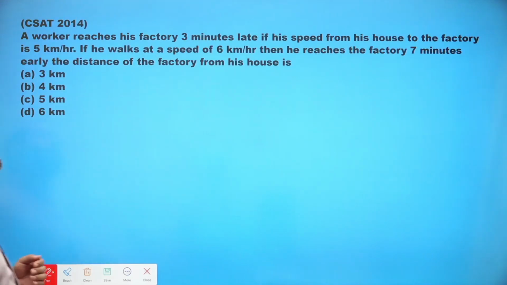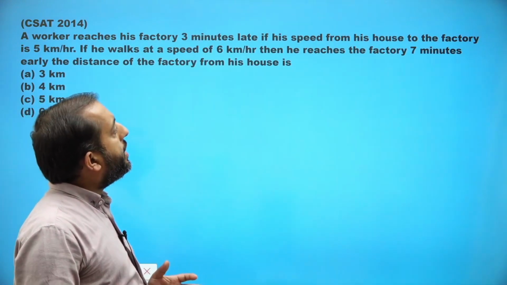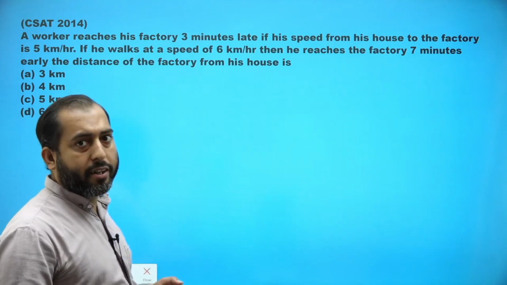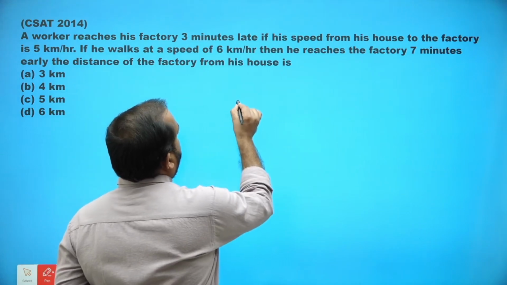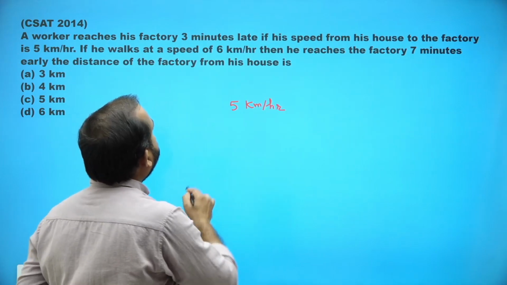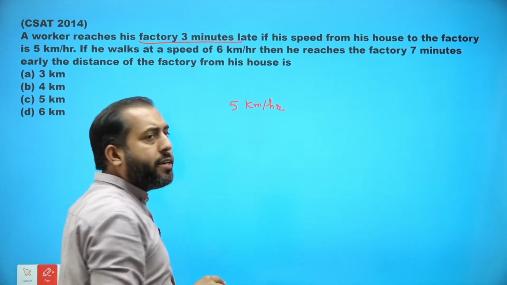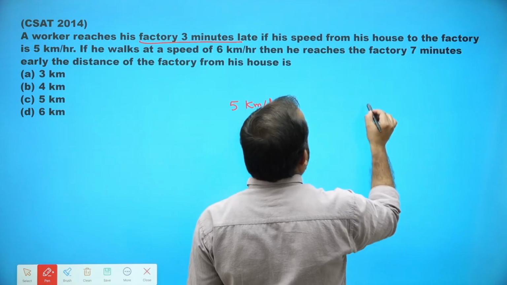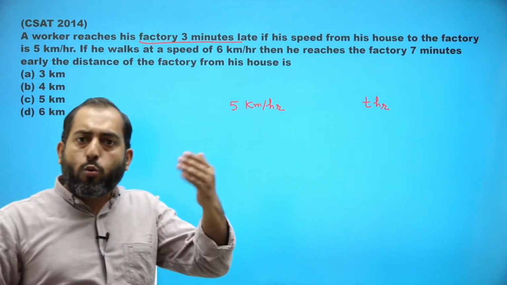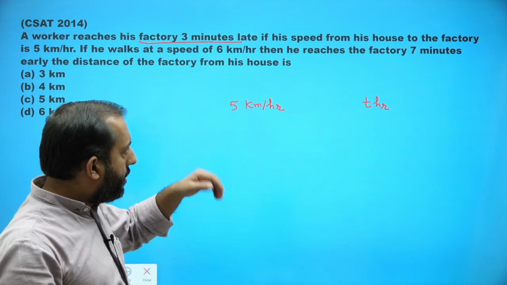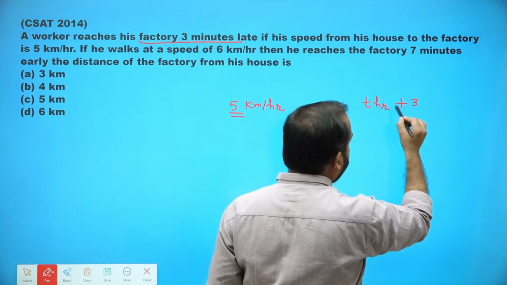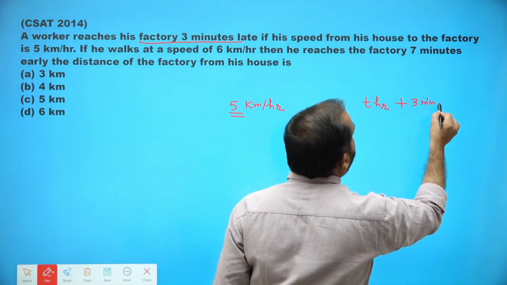It says a worker reaches his factory 3 minutes late if his speed from his house to factory is 5 kilometer per hour. So if the speed of that worker is 5 kilometer per hour, he will reach the factory 3 minutes late. So let's say if T hours is his usual time to reach the factory, then with this speed of 5 kilometer per hour, he'll take T hours plus 3 minutes to reach his factory.